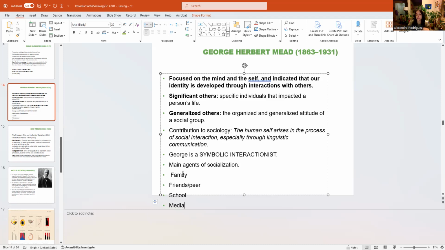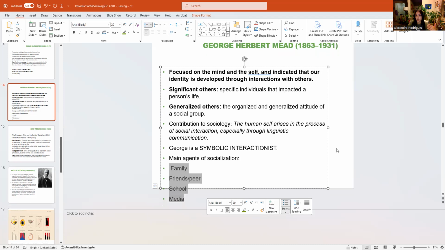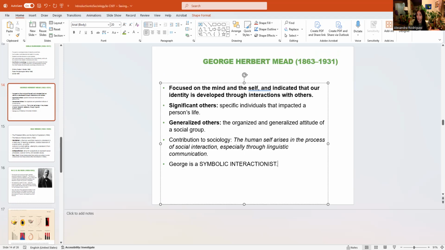So he's pretty much saying that through these agents of socialization, and socialization is just the way that we learn to behave and react and to think in society based on these influences, right? So the way that we learn to behave and act in society is based off of family, friends, school, media. Those are the main ones. So Herbert Mead is pretty much talking about the development of the self.